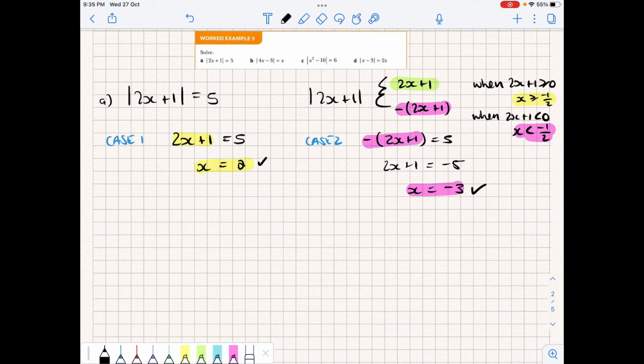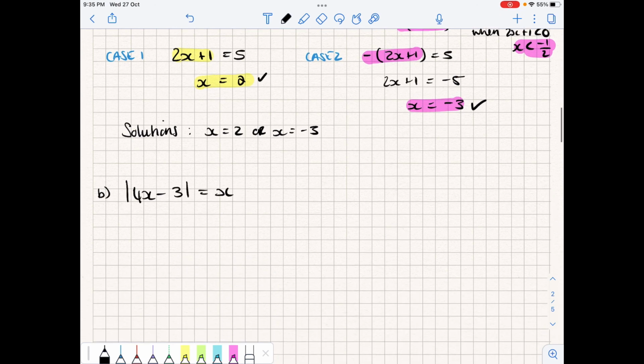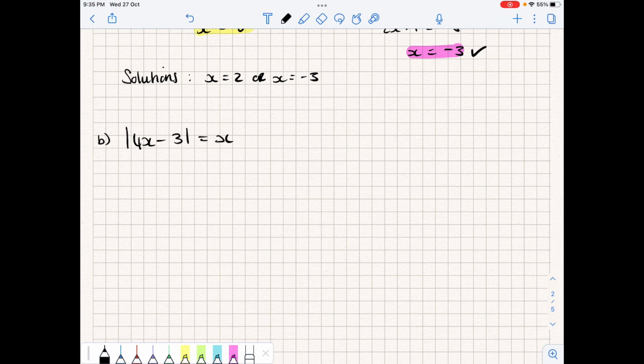And so to round off, we could say the solutions are x equal to 2 or x equal to minus 3. Okay, let's look at the next one. So we have the absolute value of 4x minus 3 equal to x. So once again, we need to consider the absolute value of 4x minus 3, and we need to consider the two possibilities that might present themselves.